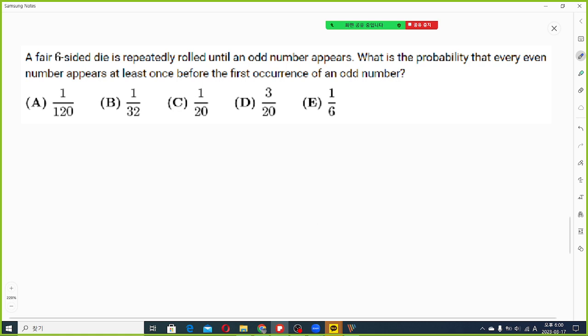So let's say we have this n trials, and before an odd number appears, they should contain every even number. That means there are three even numbers in a die. So if we make n trials, there will be 3 to the nth power ways with even numbers.